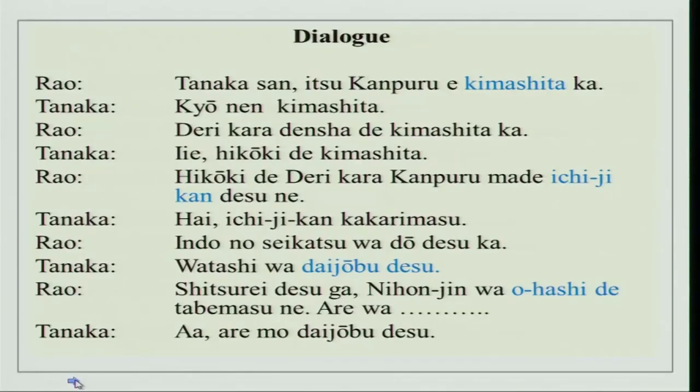Tanaka-san says, kyonen kimashita. I came last year. Deri kara densha de kimashita ka? You have done this particle de earlier in one of the previous lessons for mode of transport, particle de. Densha de kimashita. Rao-san says, deri kara densha de kimashita ka? Did you come by train? Iie, hikouki de kimashita. I came by plane.